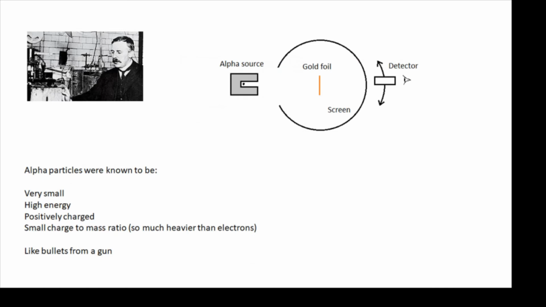So Ernest Rutherford and two of his students, Geiger and Marsden, did a very famous experiment involving firing alpha particles at gold foil. A friend of his, Marie Curie, gave him a lump of radium, and he was doing experiments with radium, and he fired alpha particles at gold foil. Now at the time, alpha particles were known to be very small, very high energy, positively charged particles with a small charge to mass ratio. It was known they were about 2,000 times heavier than electrons, so like bullets, very fast moving, heavy little particles like bullets from a gun.